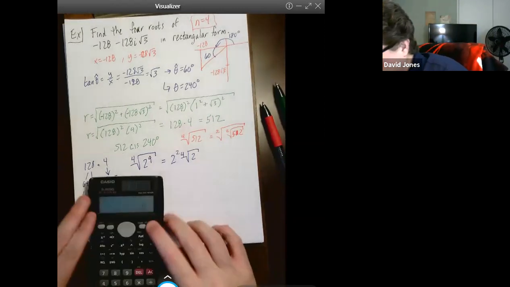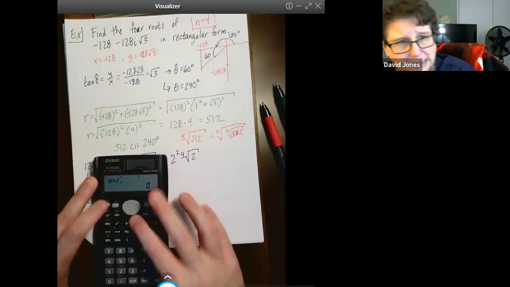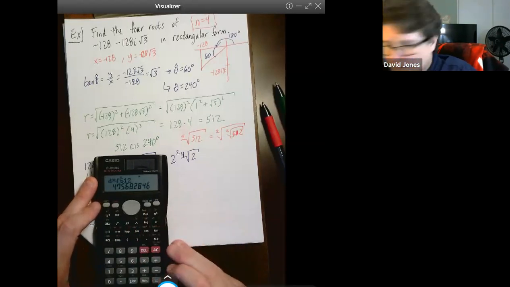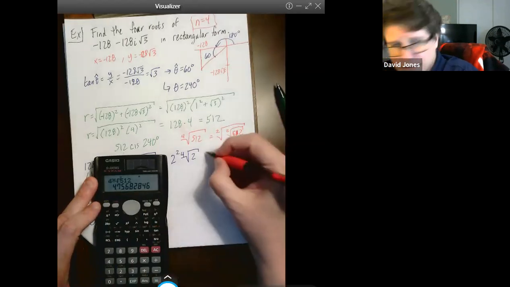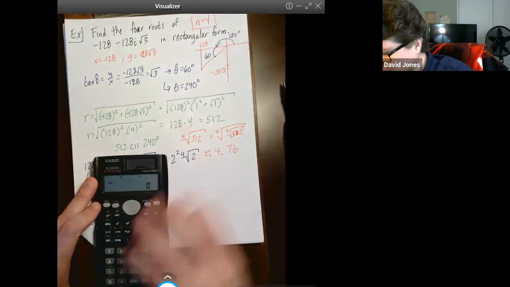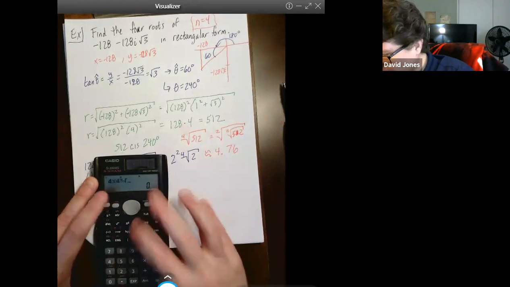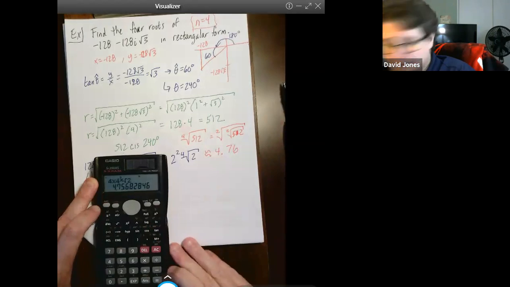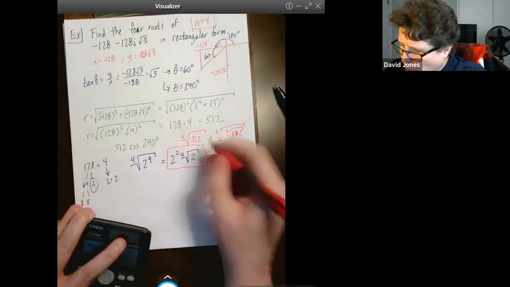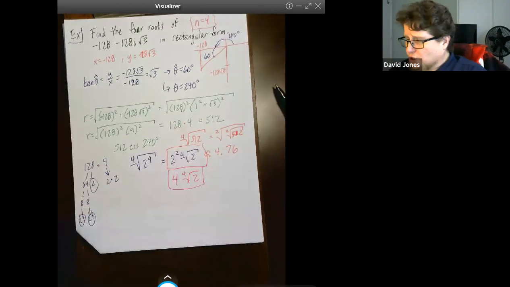Are they the same thing? I guess I do have a button right here that has it. So I'm going to do 4. Approximately 4.76. What happens if I do 4 times, 4 shift root 2? Yeah, so these are the same. I'm going to go with this one, or 4 to the 4th times the fourth root of 2. So that'll be my R.